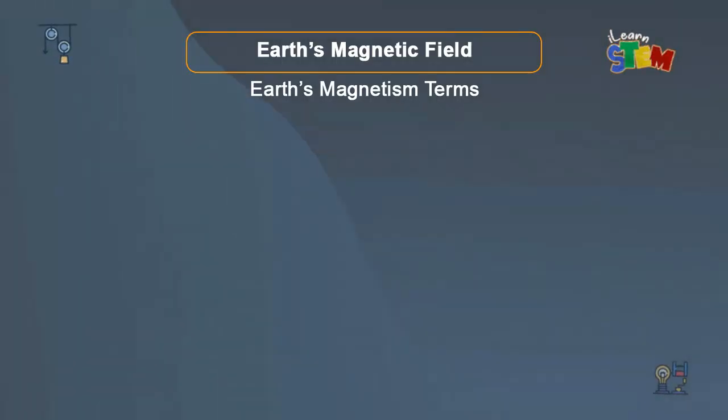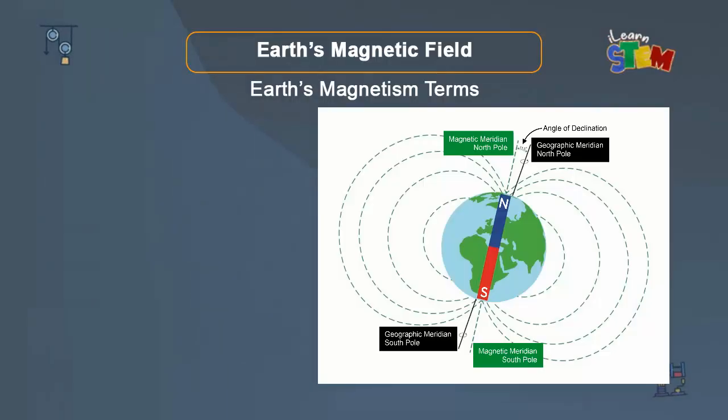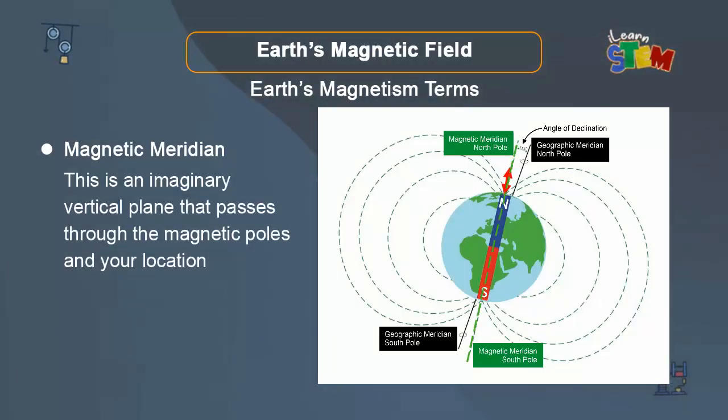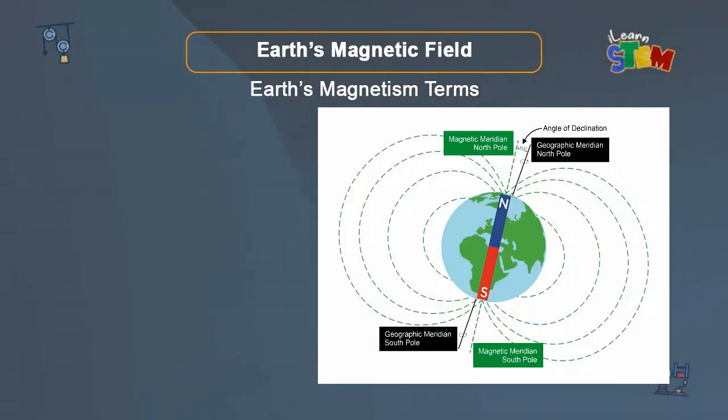Let's look at some important terms that will help you understand how we find directions using Earth's magnetism. Magnetic meridian. This is an imaginary vertical plane that passes through the magnetic poles and your location. It shows you the direction of Earth's magnetic field.